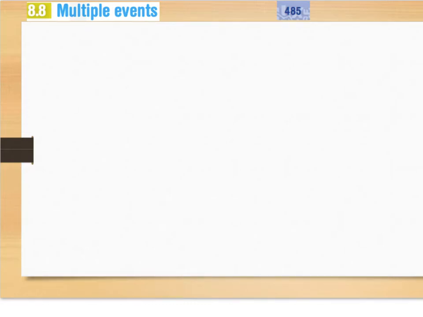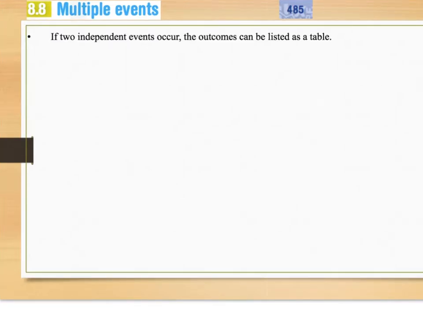We're up to page 485, 8.8, multiple events. Now when you look at multiple events, that is when there are two independent events that occur, then the outcomes can be listed on a table. We will recognize independent events when they say this is done and this happens, like a coin is thrown and a die is rolled. This will show us that we have multiple events or two independent events.